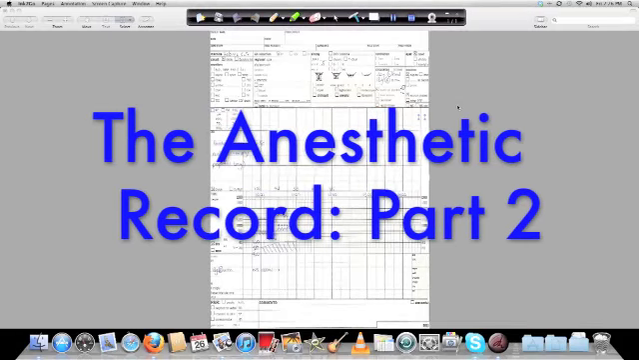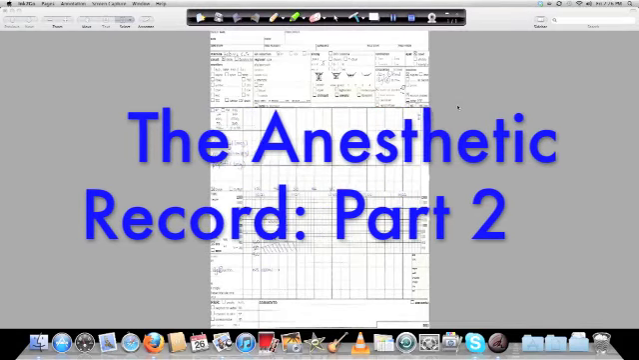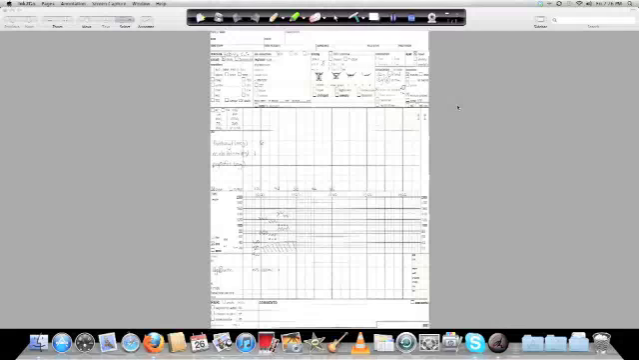Okay, so this video is part 2 of our introduction to the anesthetic record, and this is going to be dealing with the actual anesthetic record itself. The first video was the front side of the sheet, which was the pre-anesthetic consult, and now we're on the back side of the sheet, so the actual anesthetic record. This is the form that you fill out during the actual operation itself, and it deals with all of the things that you monitor during the operation and then the transfer to recovery after the operation.